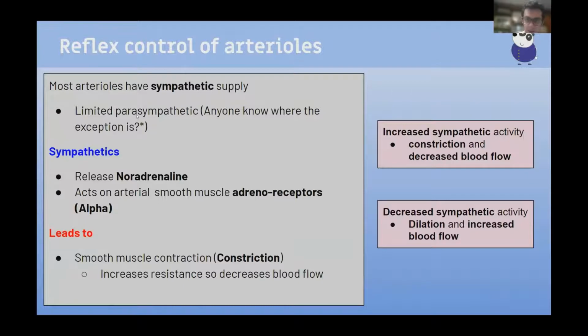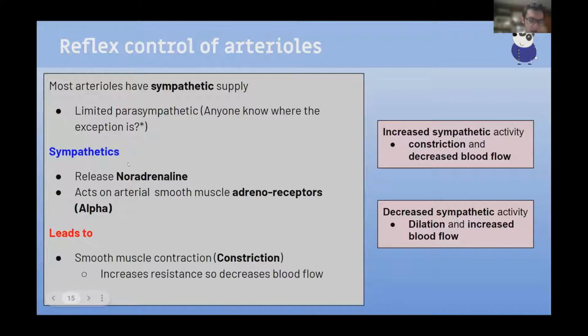Does anybody know where that is? Yeah, good job. Genitals, yeah, so we got penis and genitals, those are both correct. So the parasympathetic supply to the genitals, so to the penis, will maintain erection, and to the clitoris will maintain erection. So very good, very impressed you knew that.